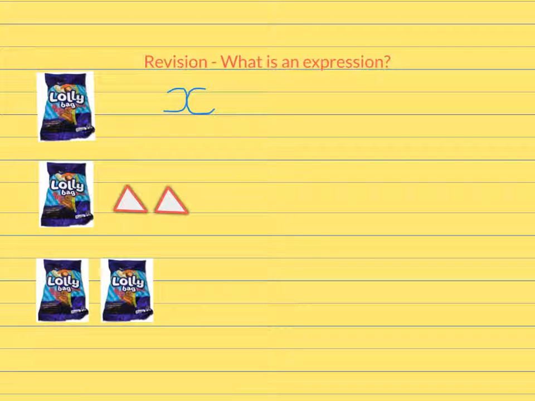And of course, if we look at the next one below that, this time we've got x, but we've also got two more lollies. I know they look like triangles, but they're really lollies. And so we're going to call them x plus 2. Then we get this unusual situation down here where we have two bags of lollies. So we have x plus another x.